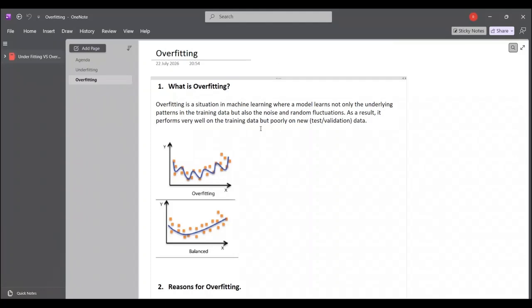For example, consider an email spam detection system. If the model memorizes the exact words used in training emails instead of learning the general characteristics of spam messages, it may fail to recognize new spam emails written differently.